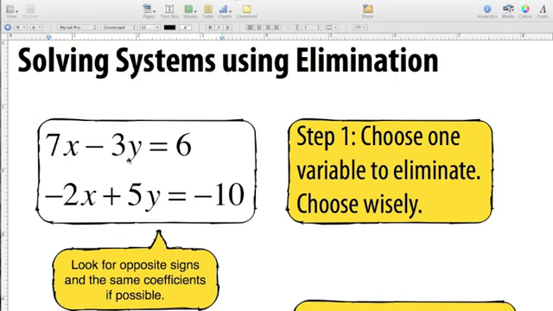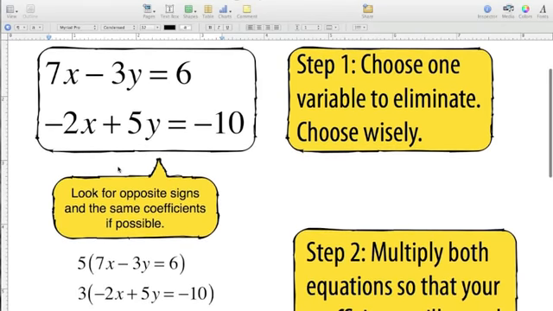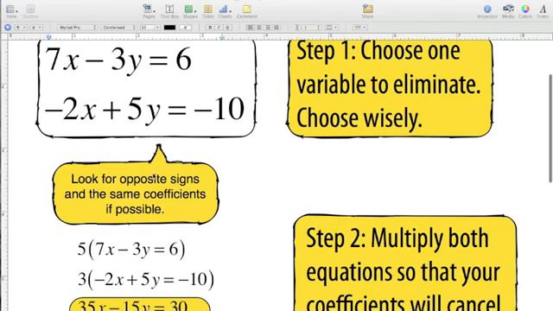Well, in this case, I don't have opposite numbers, but I do have opposite signs in both variables. So it really doesn't matter which variable I do; it's going to be about the same. So I'm going to go ahead and get rid of the y variable. What we do is we choose a number, and it's really not arbitrary. We actually look and say, what's the least common multiple of these values? Well, 3 and 5 both go into 15. And so I can multiply each of those values and make them be that.